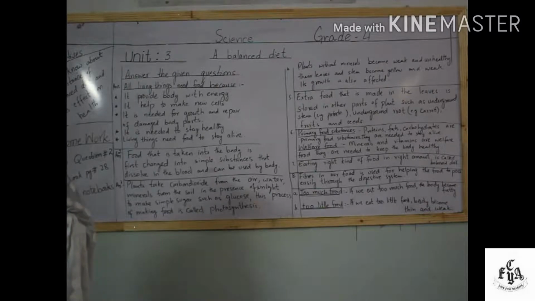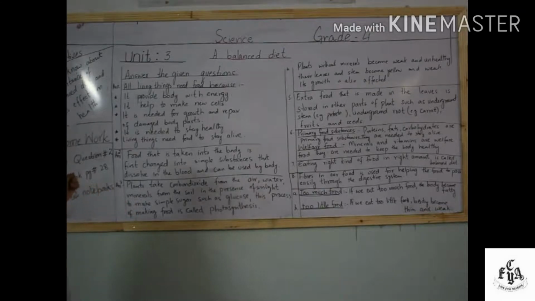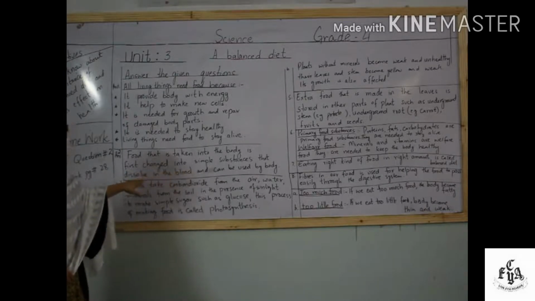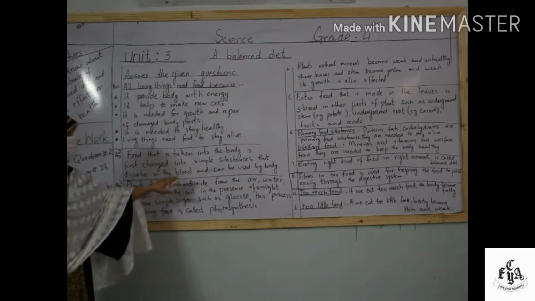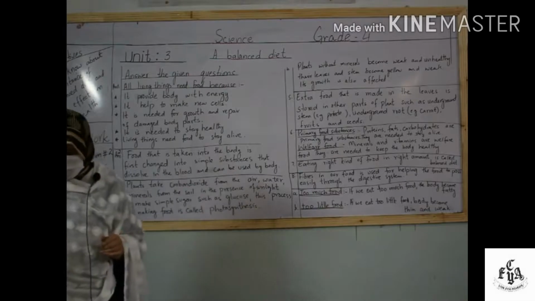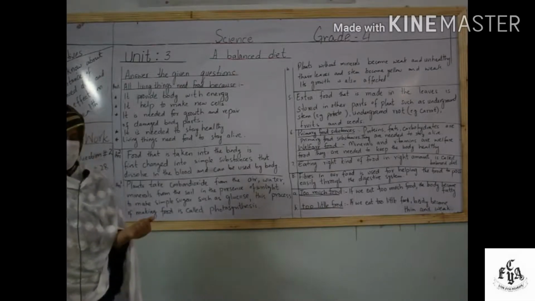Question number 2. What happens to the food that is taken into the body? So the answer is: the food that is taken into the body is first changed into simple substances that dissolve in the blood and can then be used by the body easily. Question number 3 is: how do plants make their food? We have discussed it as well.